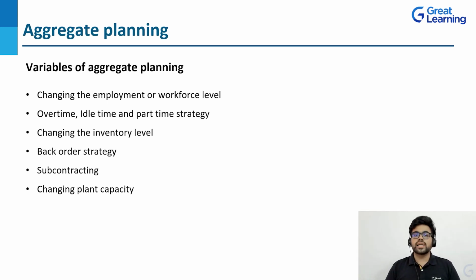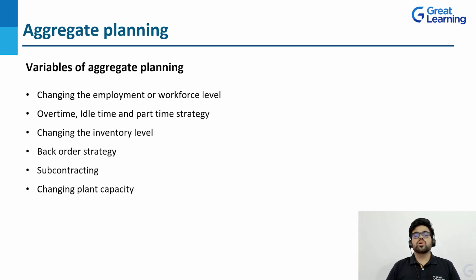The second part is overtime, idle time, and part-time strategy. In this particular strategy, your workforce level remains constant throughout the year. But when you have more demand, you would make them do overtime. You would, of course, pay them for overtime, but you would include that overtime component in the production facility. So the hours will be longer. But when the demand is less, you would give them idle time. So that is what is included in overtime, idle time, and part-time strategy. Some of the service industries also employ part-time workers like interns to meet the demand that is currently going through. So that is the part-time strategy that is included.